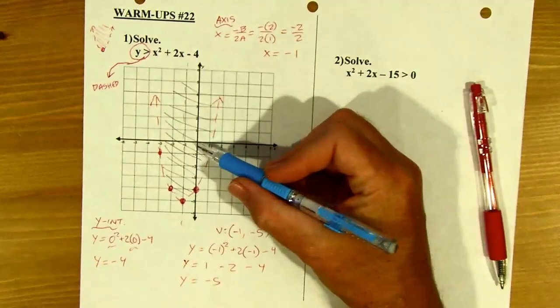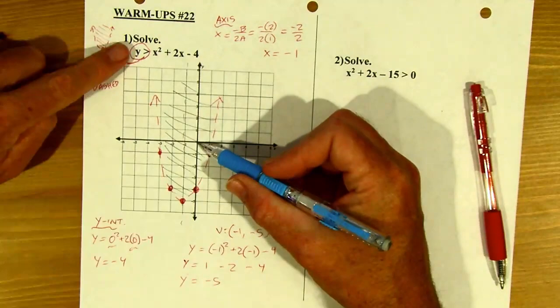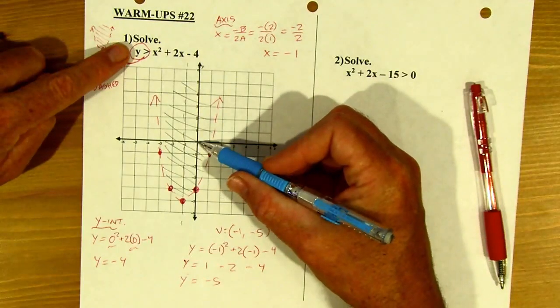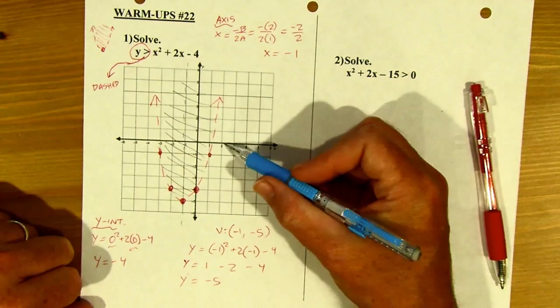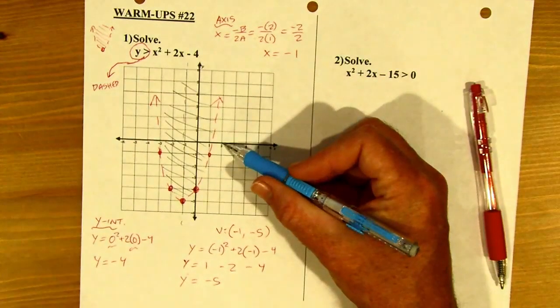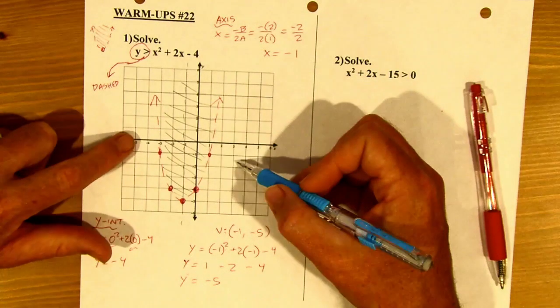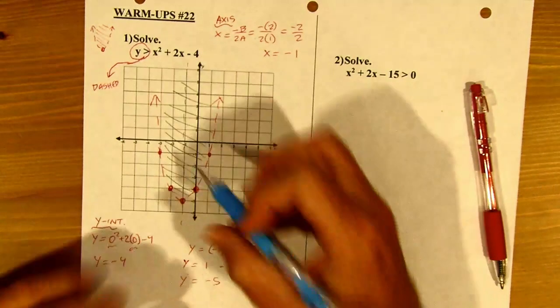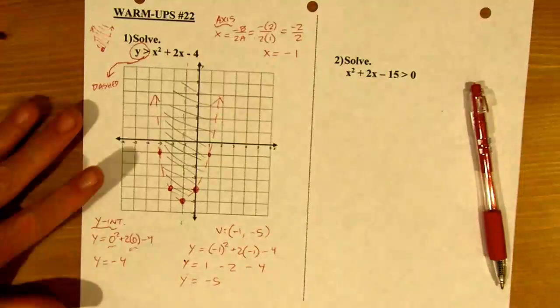Or you could choose a test point. You could try out 0, 0. It will work with this inequality because it's in the shaded region. Any point that's not shaded, like 2, 0 or negative 5, 0, would not work. So the shaded side is the side that works with the inequality.